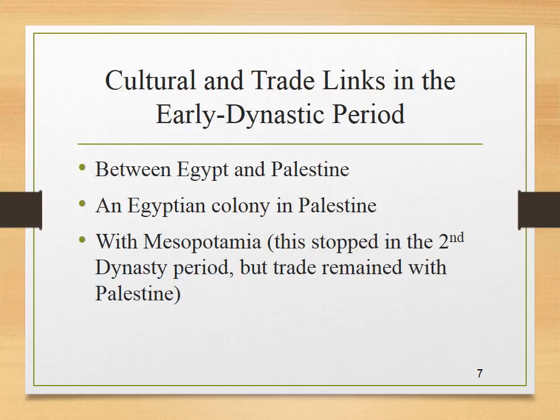But we know that they were there because you can look at archaeology. So there's archaeological finds showing Egyptian material there. And then we also know that they had cultural ties with Mesopotamia.